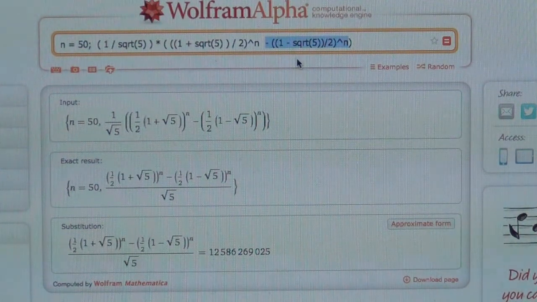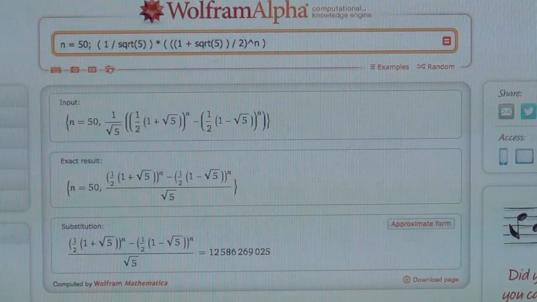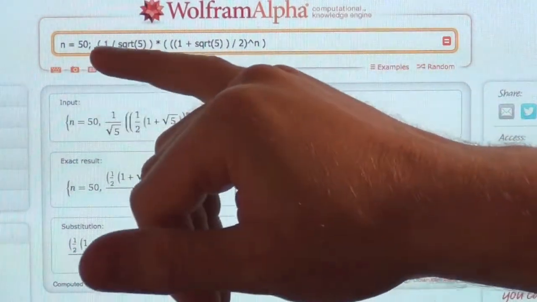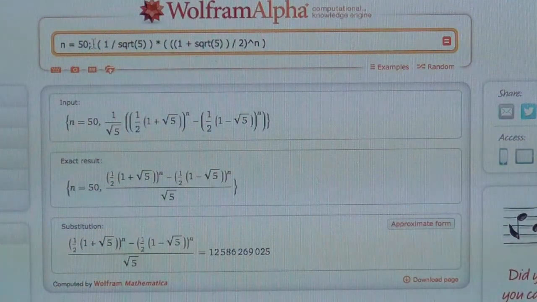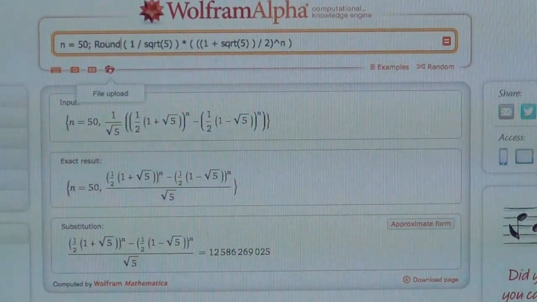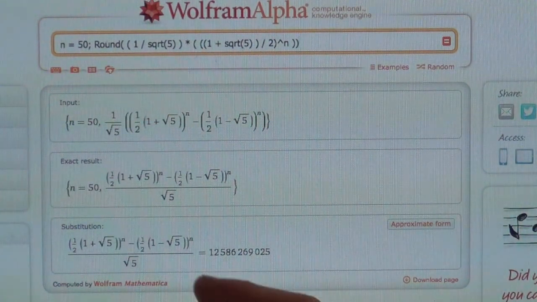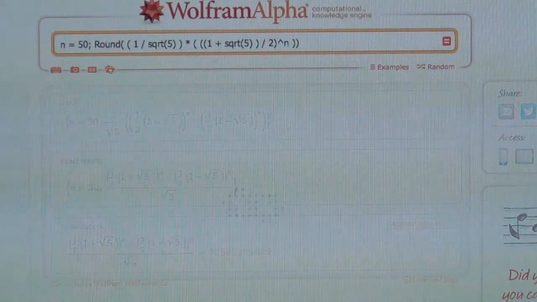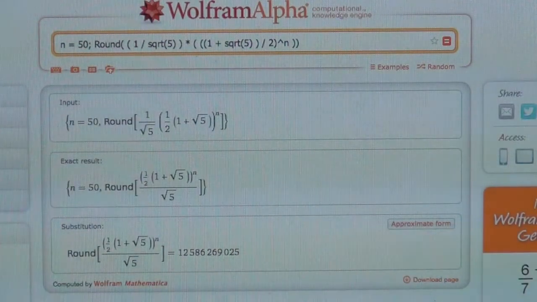this piece of our term becomes very small, and in fact what becomes a very good approximation is just 1 plus the square root of 5 over 2 to the nth power divided by the square root of 5. Remember, this is the golden ratio. So I'm just going to round this to the nearest integer, and you'll see for 50 we should get 12,586,269,025, just like we thought.